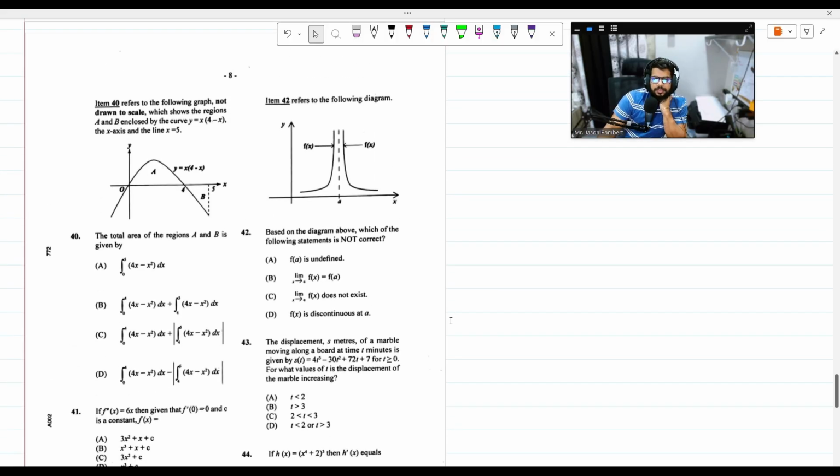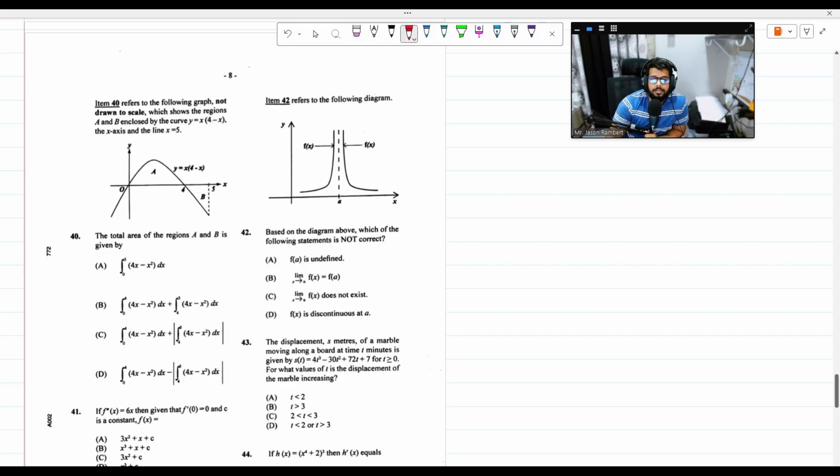Item 40 refers to the following graph, not drawn to scale, which shows the regions A and B enclosed by the curve y equals x(4 minus x), the x-axis and the line x equals 5. The total area of the regions A and B is given by, so we're going to be seeing modulus down here.